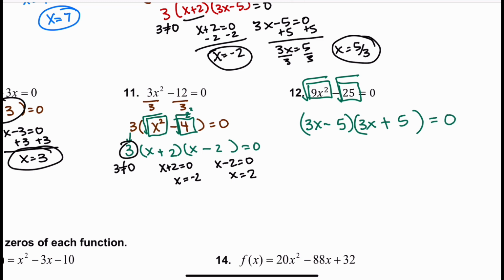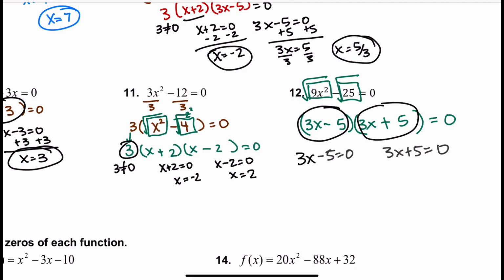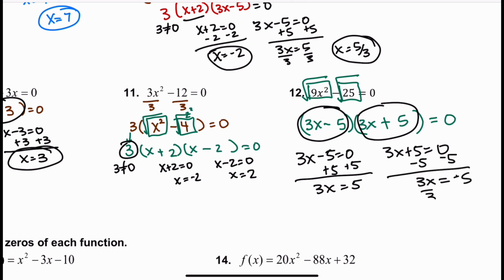This is equal to 0. So we're going to set each piece equal to 0, and then we solve for x. So we minus 5 from both sides, divide by 3. So x equals 5/3, and x equals -5/3 for our two answers there.